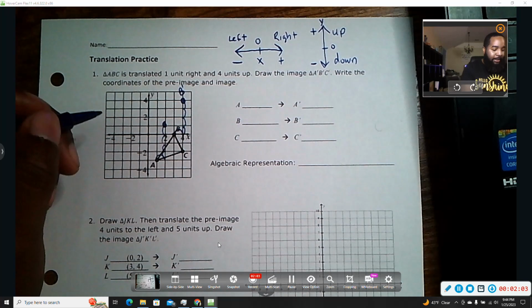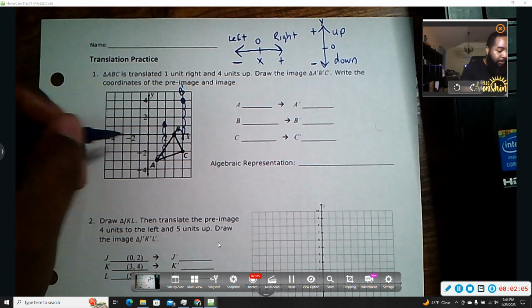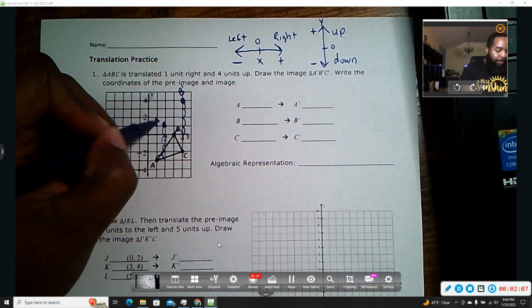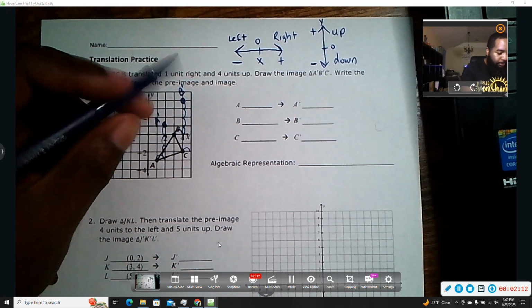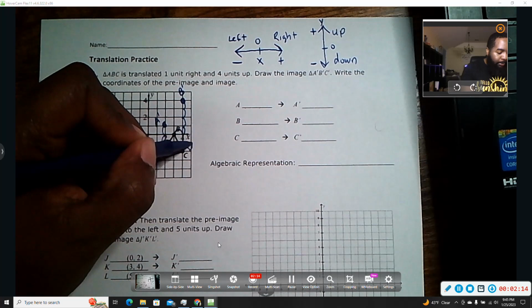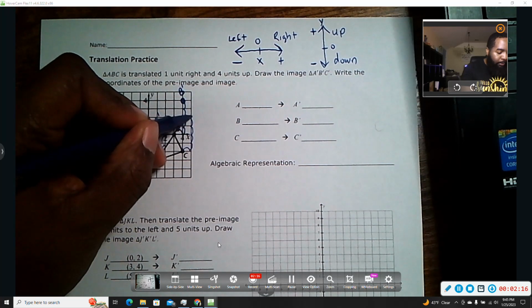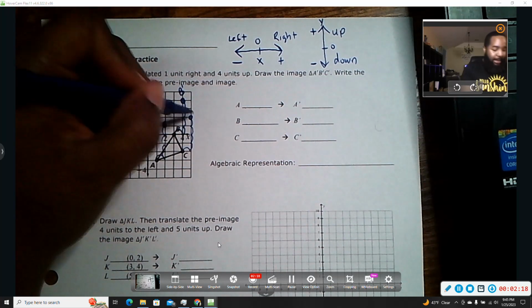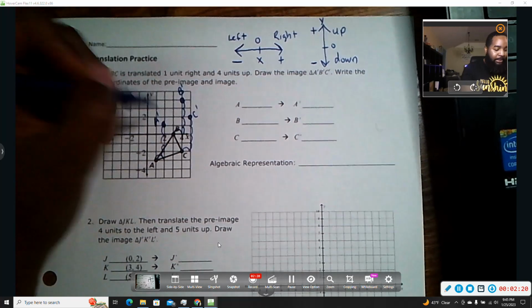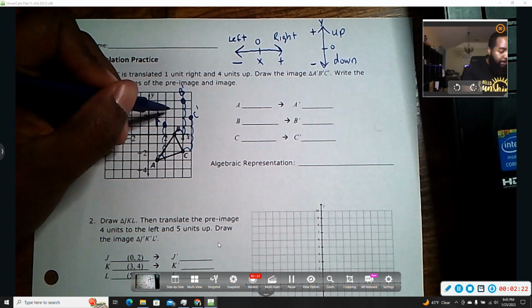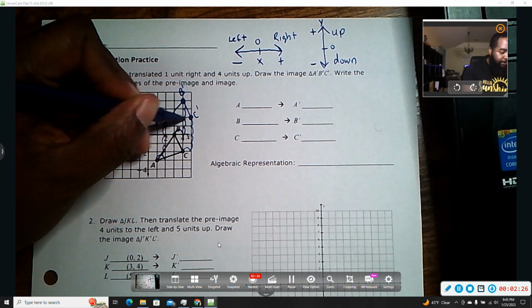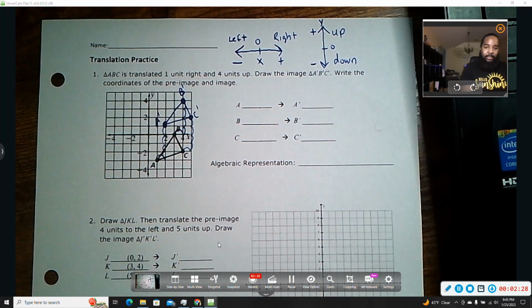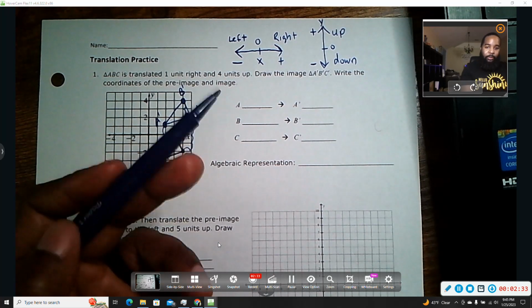Okay. And then we're going to do the same thing for letter C. This is A prime. Don't forget to label. And then letter C, we're going to go 1 unit right and then 4 units up. 1, 2, 3, 4. Okay. So now that we have all of our coordinates for our new image, we're going to connect them so we can see our shape and make sure that it looks good, and I believe it does. Okay, so we can see that we have translated this 1 unit to the right and 4 units up.